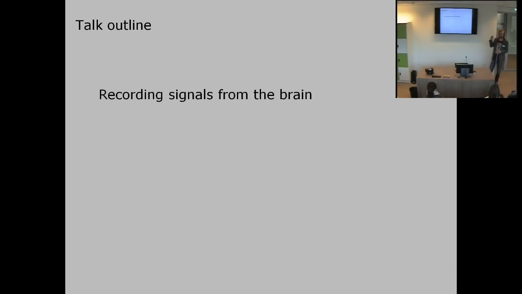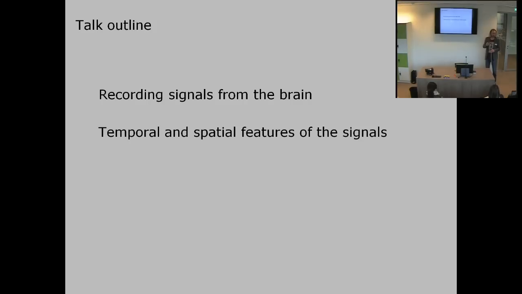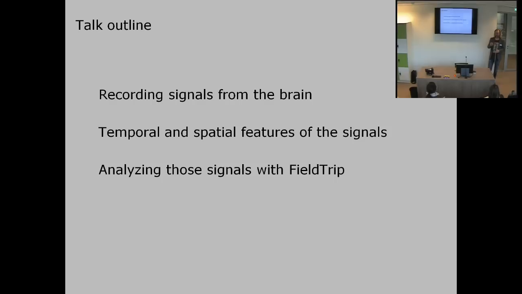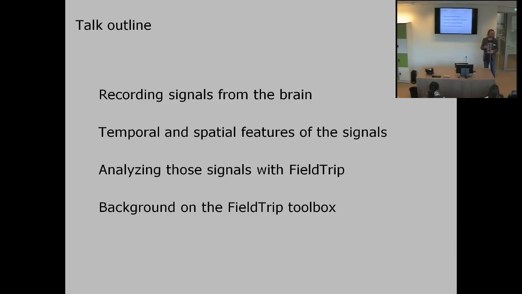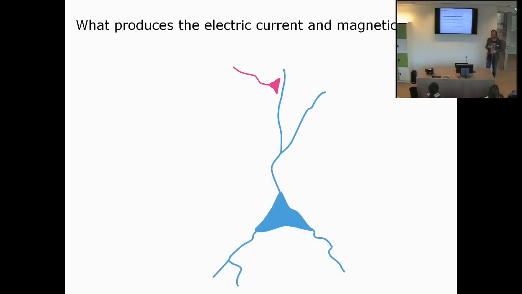The outline of the talk is that I want to start with explaining what kind of signals we are recording from the brain. And then I will explain what the temporal and spatial features of these signals are, because that's what we typically focus on in the analysis. I will then explain how we can analyze these signals using the FieldTrip toolbox, and at the end I will give a little bit of background on the FieldTrip project. But let's start with the signals that we're looking at.